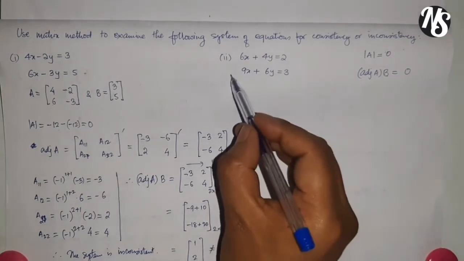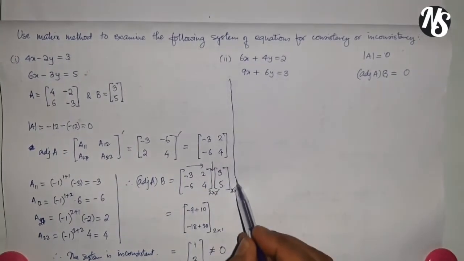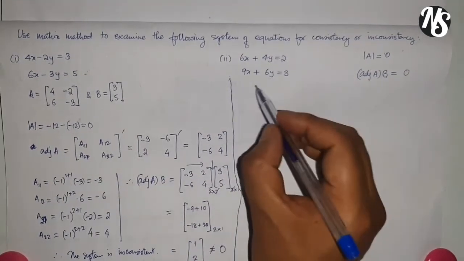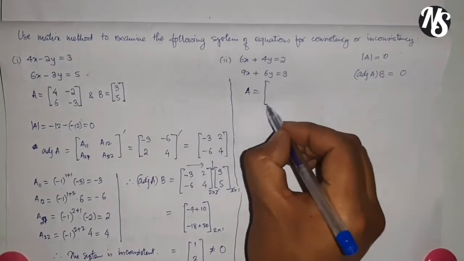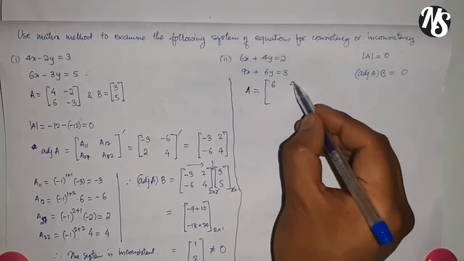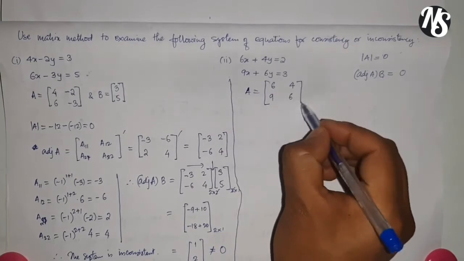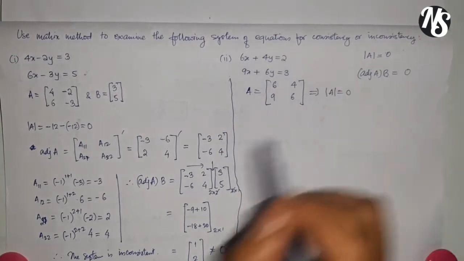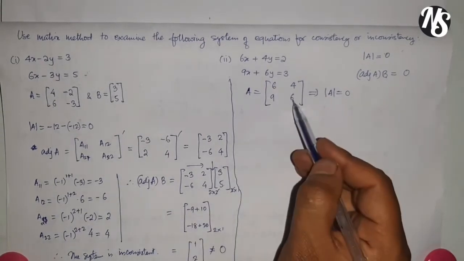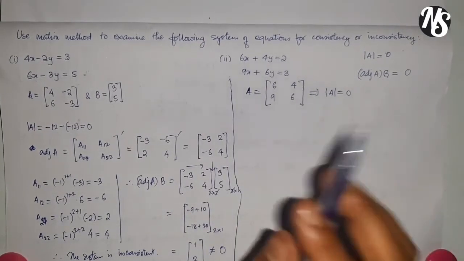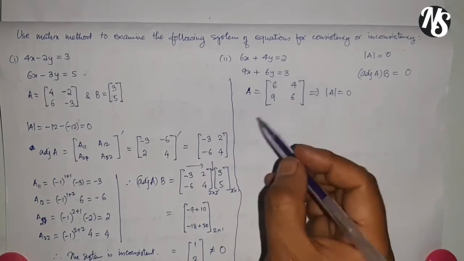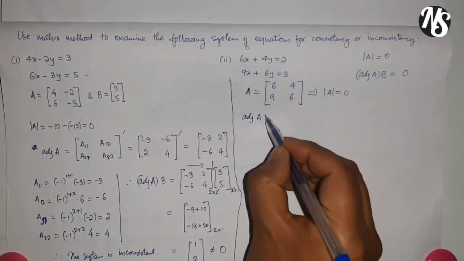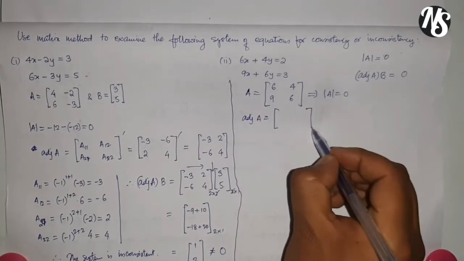Now let's have a look at this particular question. In this question also, we have A equal to, the coefficients are 6, 4, 9, 6. Now from here if you find determinant of A, it will be equal to 0. 6 sixes are 36, minus 9 fours are 36, so it will be equal to 0. Now again we will find what is adjoint of A. So let me quickly find it here.